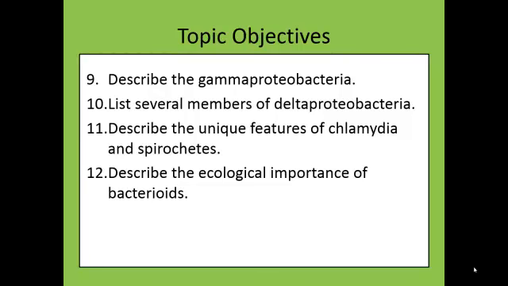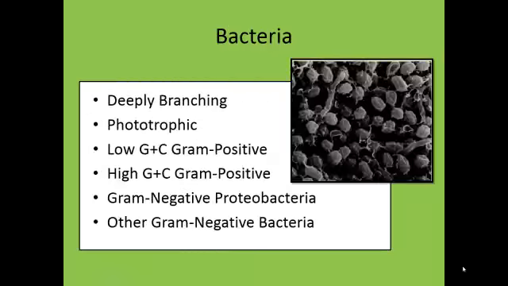Describe the unique features of chlamydia and spirochetes, and describe the ecological importance of bacteroides. The subtopics for this topic are deeply branching bacteria, phototrophic bacteria, low G plus C gram-positive bacteria, high G plus C gram-positive bacteria, gram-negative proteobacteria, and other gram-negative bacteria. First, let's discuss the deeply branching bacteria.